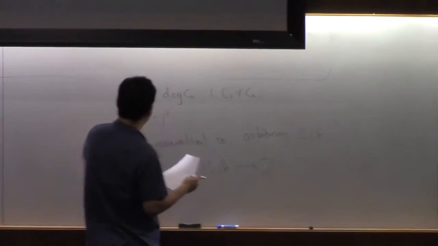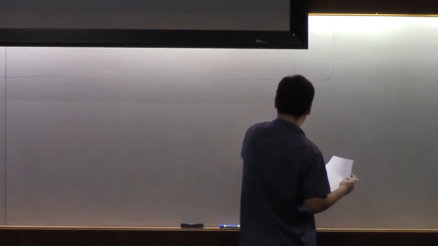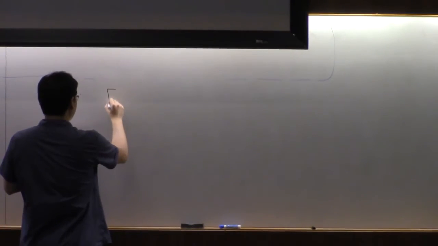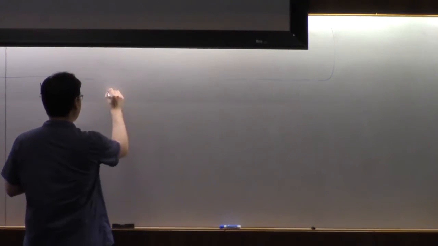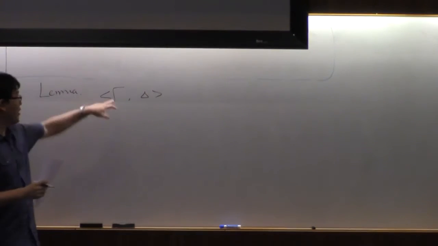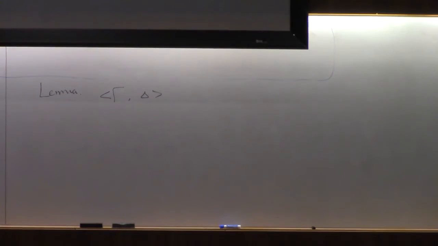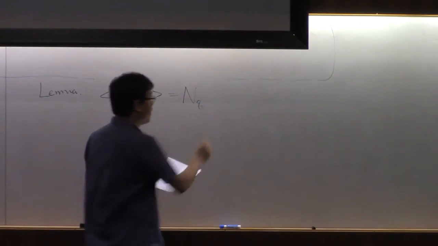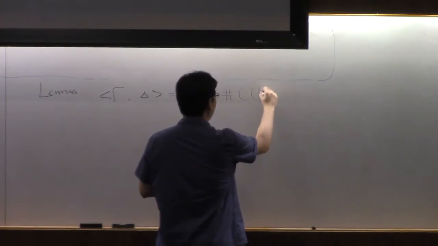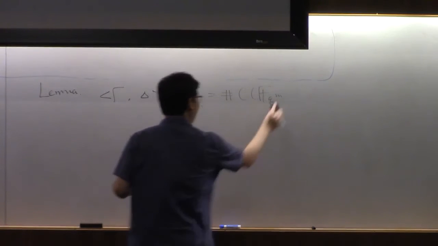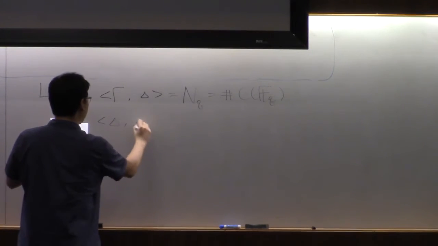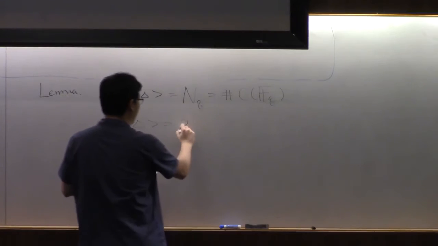Under this definition, I have the following lemma. If you compute the intersection number of gamma, this curve, and the diagonal curve, then you just get N_q. N_q is just the number of F_q rational points on the curve C. And if you consider the self-intersection number of the diagonal, you get 2 minus 2g.